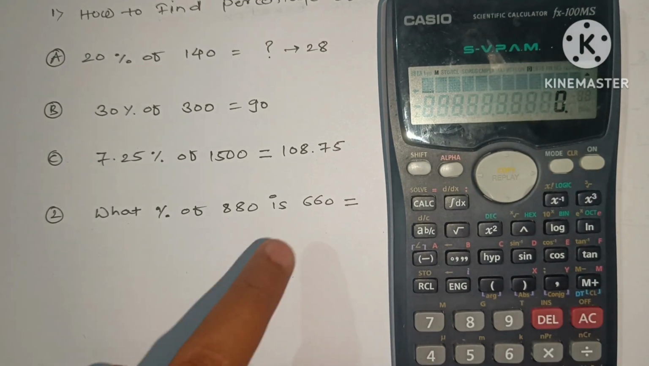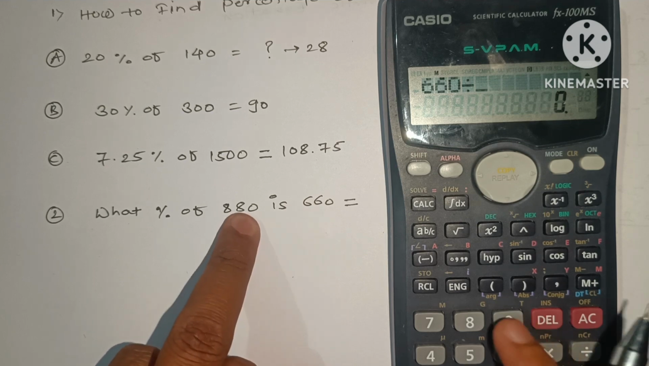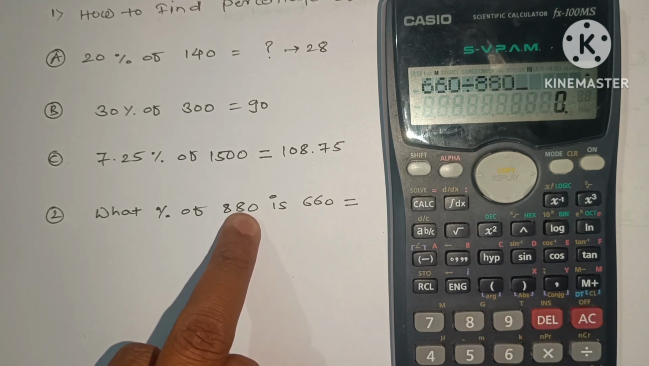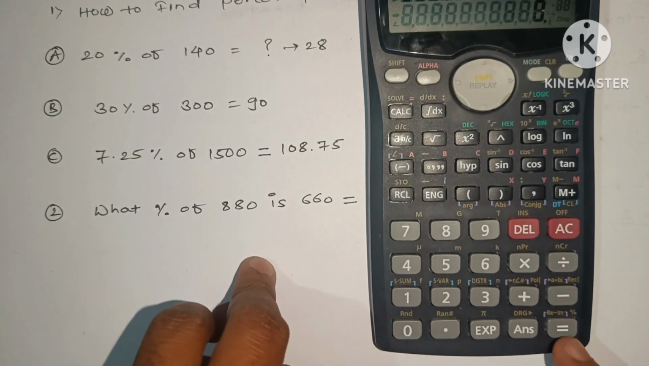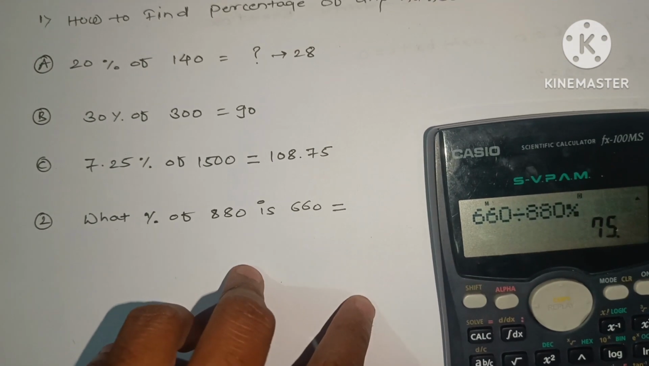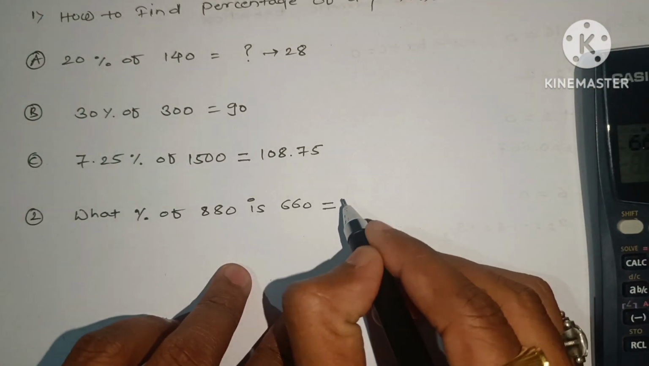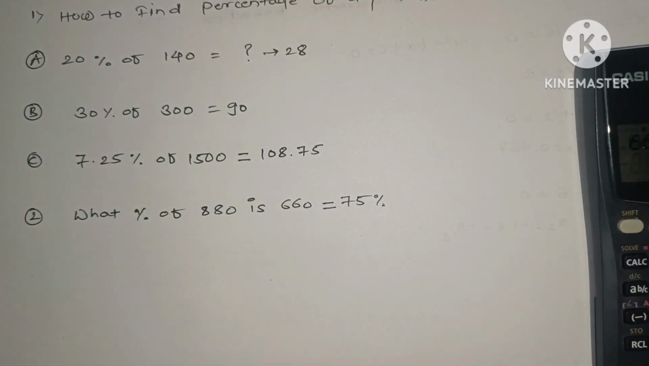So for this, again we will go with the trick as first we will write 660, we will divide it by 880, will press shift and will hit equal button. So if you see, it will show us the result as 75. That means 660 is 75% of 880.